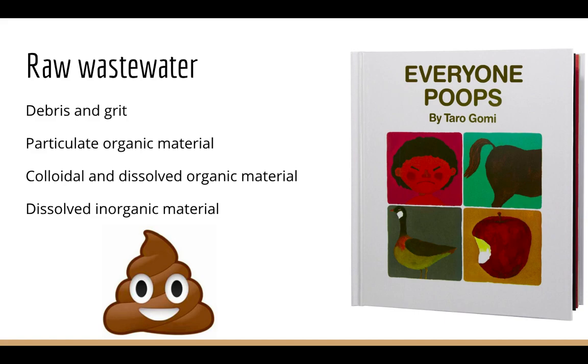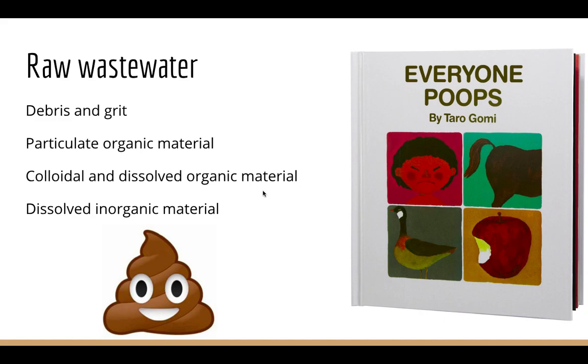For colloidal and dissolved organic material, this includes really fine particles of organic material. So it could be like really more dissolved poop. And then also urine, bacteria, soaps, detergents, cleaning agents. So when we often think about wastewater, we think about stuff that's just going down our toilets, but it's also stuff that goes down our sinks, and like laundry and showers. So it can be those soaps and detergents and cleaning agents too, and that's included in this colloidal and dissolved organic material.